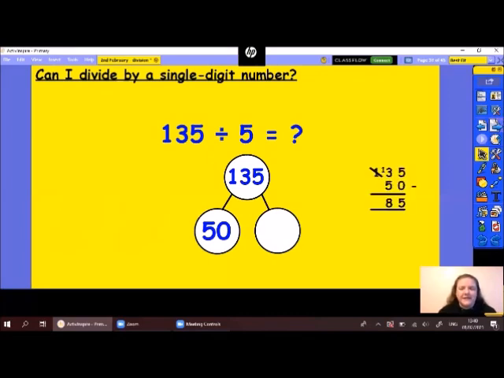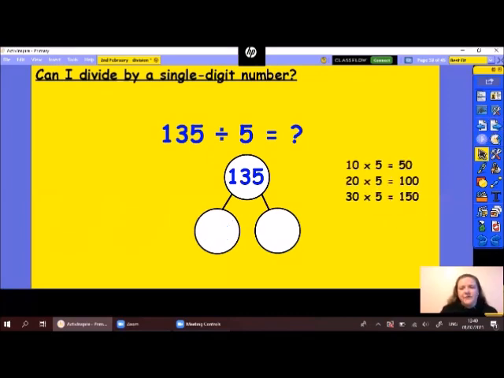If I do a calculation at the side here, 135 take away 50, that leaves us with 85 left. I can put 85 in there, but I don't know how many fives make 85. That's not in our times table. So maybe this isn't the best way of doing it.